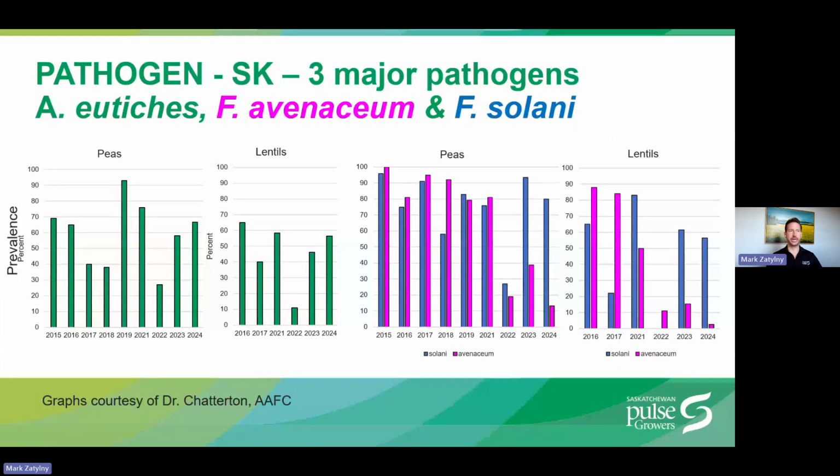Thankfully, though, we do know that in Saskatchewan, there are three major pathogens that growers deal with: Aphanomyces euteiches, Fusarium avenaceum, and Fusarium solani. In these graphs, we're showing the prevalence, or percentage of positive fields that were tested, for these major pathogens in peas and lentils. You can see it is pretty variable over the years, depending on environmental conditions and how much pathogen is out there.